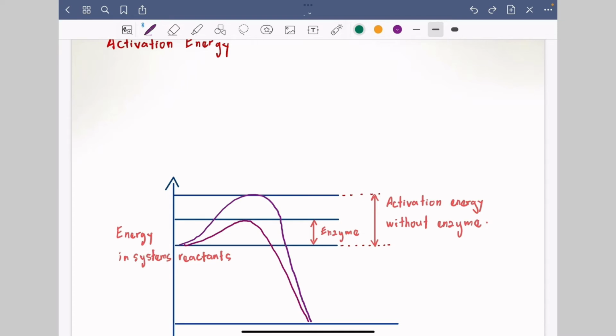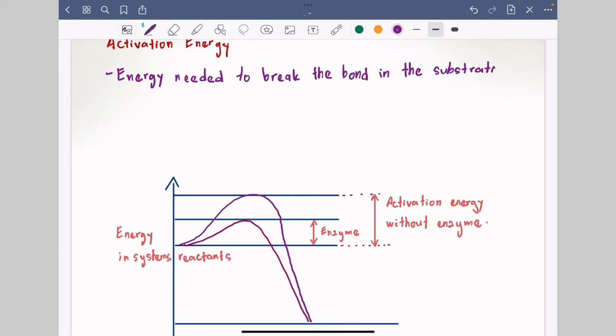Activation energy is the energy needed to break the bond in the substrate before the reaction can occur.